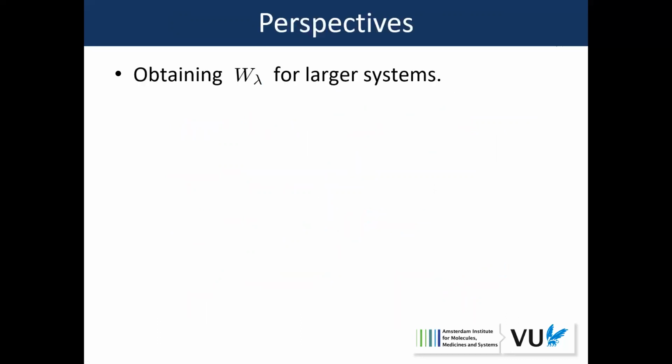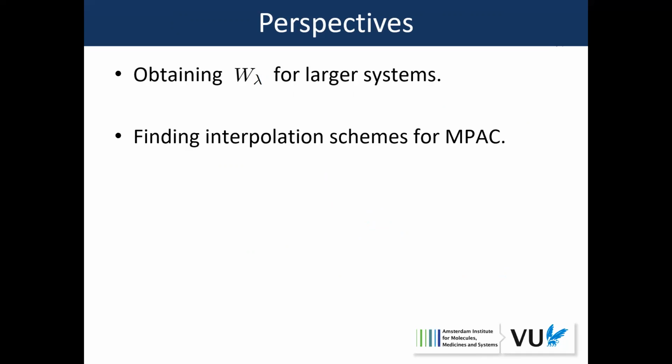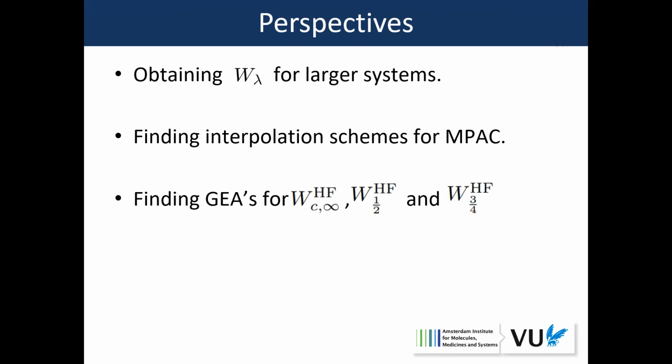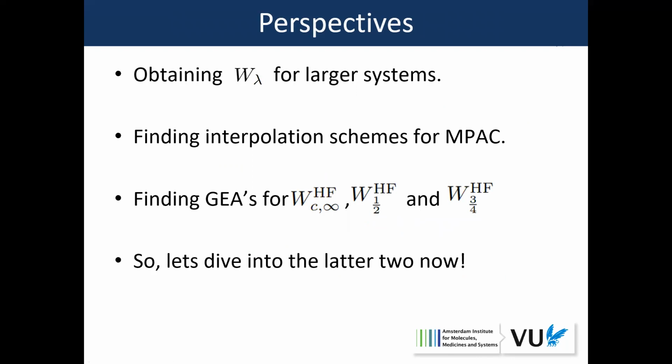So our perspectives until now is that we need to obtain W lambdas for larger systems, for example, particles in spheres or the helium isoelectronic series. But we also need to find these interpolation schemes for the Møller-Plesset adiabatic connection. And furthermore, we also want to find these DEA expansions, which we have done with Arthur already, for these two or three terms of the expansion. So let's do a quick dive into the latter two.